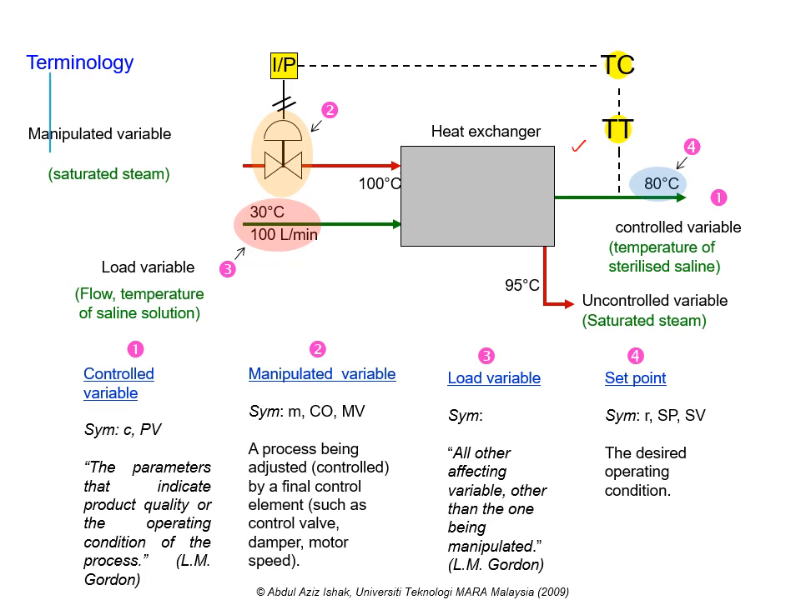All right, the control variable, or the variable that we want to maintain at a certain set point, is the temperature of sterilized saline. So this is the control variable. By definition, the control variable is the parameter that indicates product quality or the operating condition of the process.